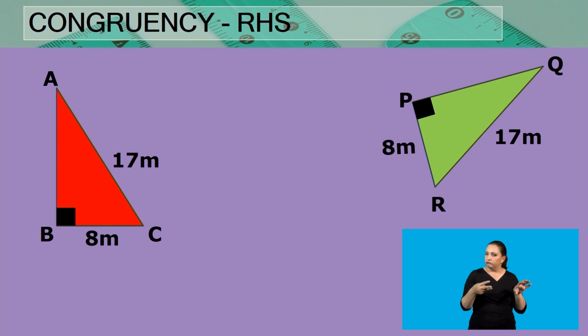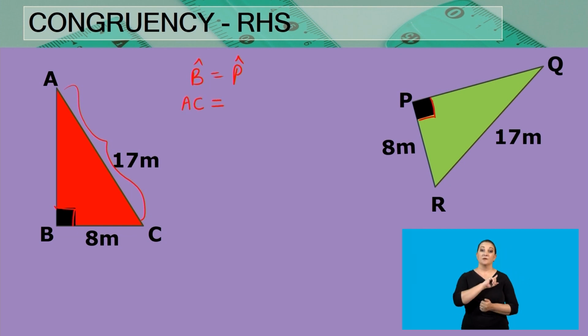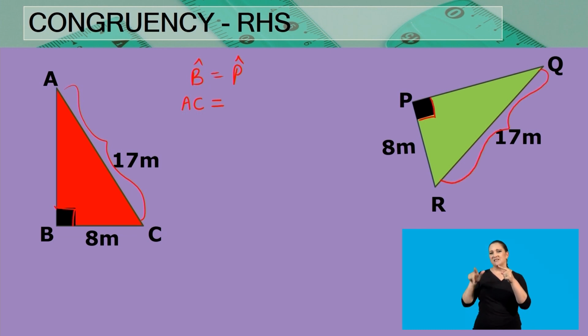Yes, they are, because we can see that firstly, there is a right angle. So there's the right angle. It has been shown to us in both of the triangles. So that means that angle B is equal to angle P. Then we have the hypotenuse, which is AC in this triangle, and it's been given as 17 meters. So AC is equal to, when we look at the other triangle, we have been given 17 meters, which is QR. So that is QR.